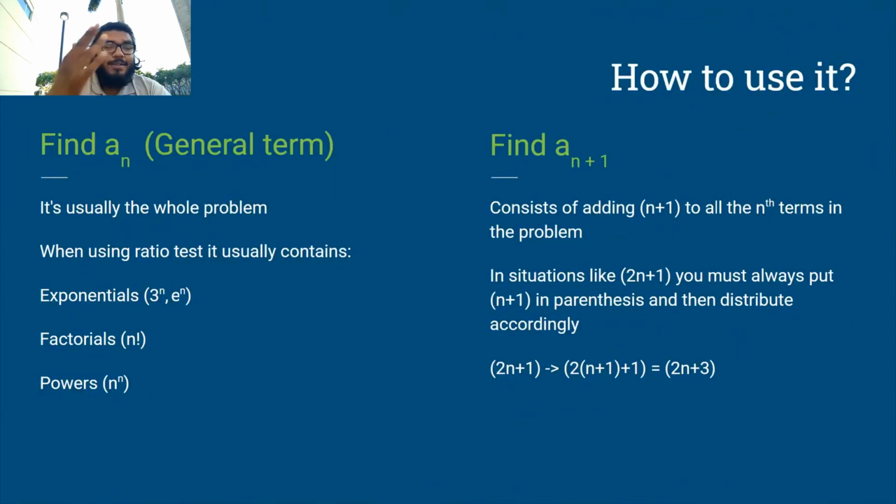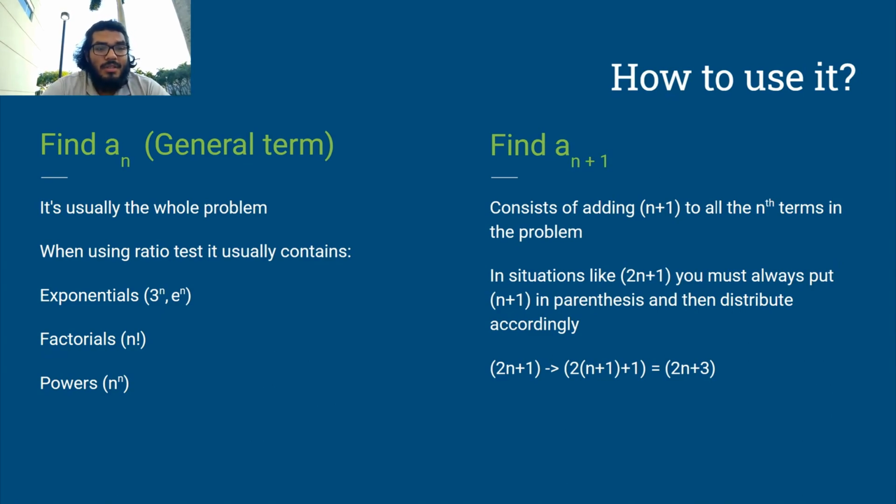How to use it? First, you have to find the general term, which is a of n. This is usually the expression after the summation sign. You would use the ratio test when you have exponentials of n, such as 3 to the n or e to the n. It makes it fairly easy to cancel out and come up with your limit.